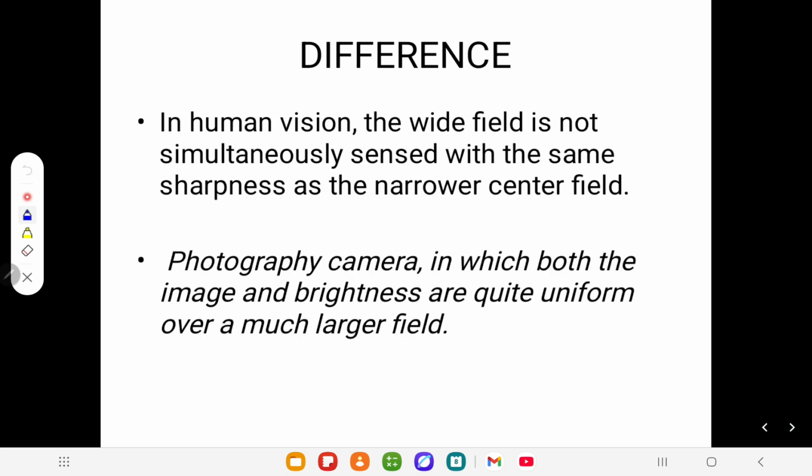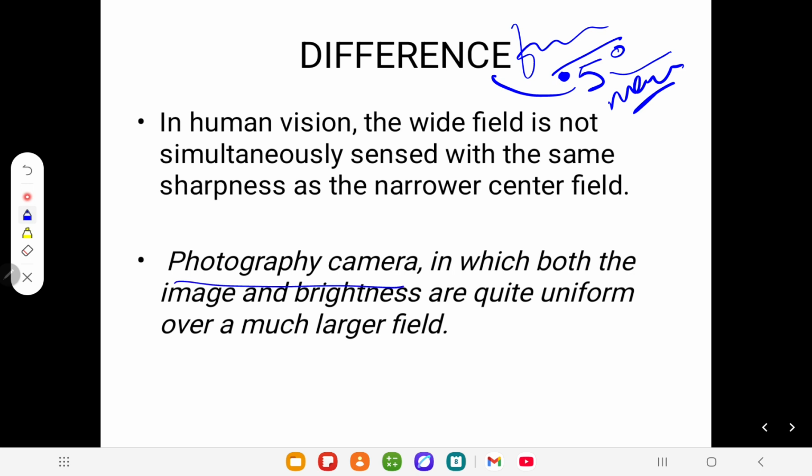And the last one, which again comes to visual perception. In human vision, the wider field is not simultaneously sensed with the same sharpness as the narrow central field. Our maximum clear visual field is about 5 degrees, which corresponds to the macula. And as you move away from the macula, it's getting blurry and blurry and blurry, isn't it? But that's not the case with the camera, which has a uniform large field of view with sharpness and brightness too. But in our visual system it's not at all the case.